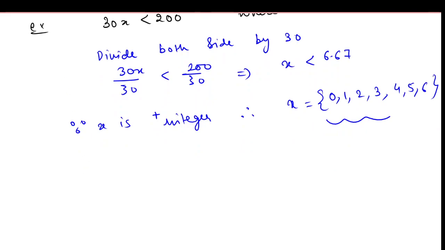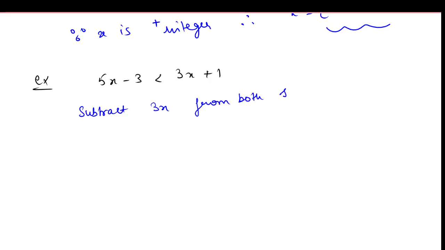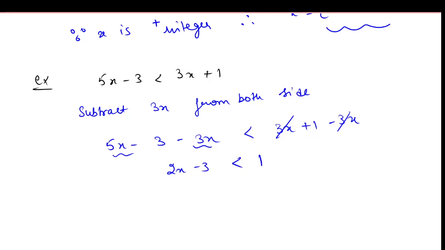Second example, 5x minus 3 less than 3x plus 1. Using the rule of inequality, we subtract 3x from both sides. So 5x minus 3 minus 3x is less than 3x plus 1 minus 3x. So this will cancel out and reduce to 2x minus 3 less than 1.